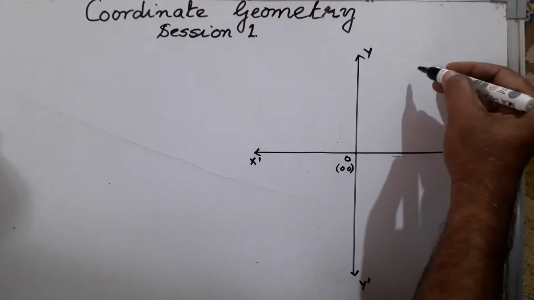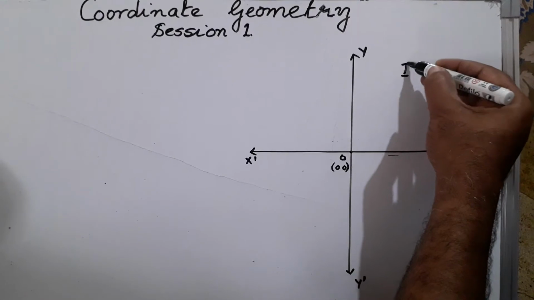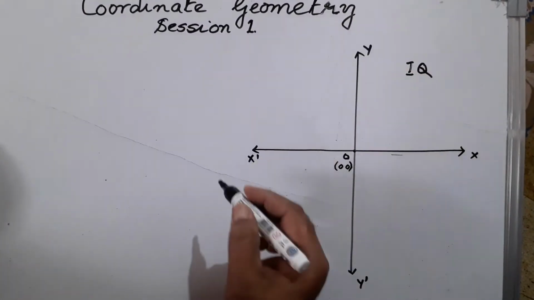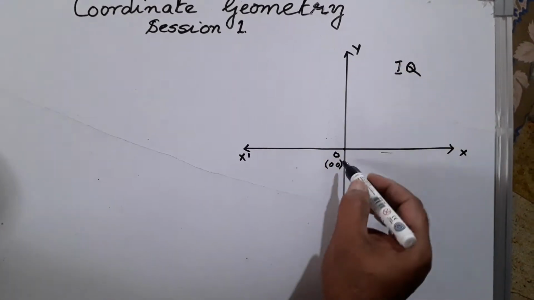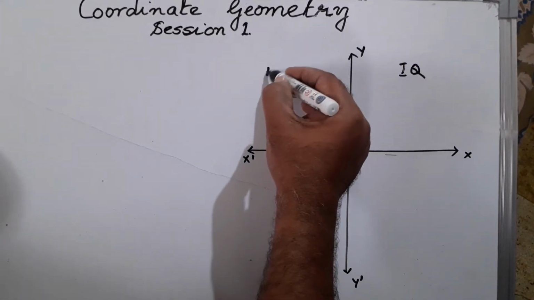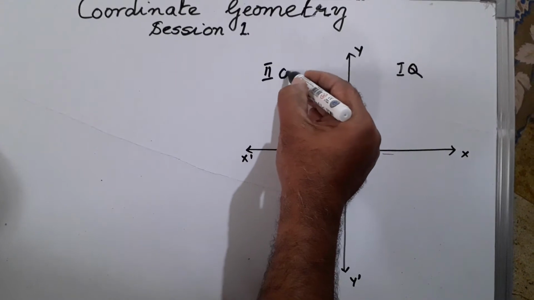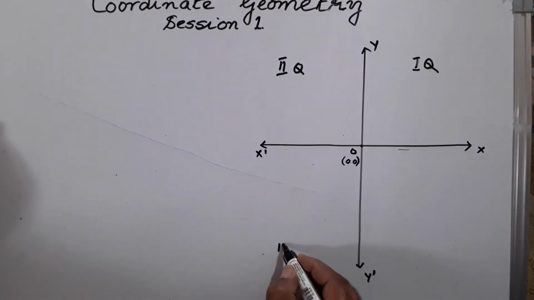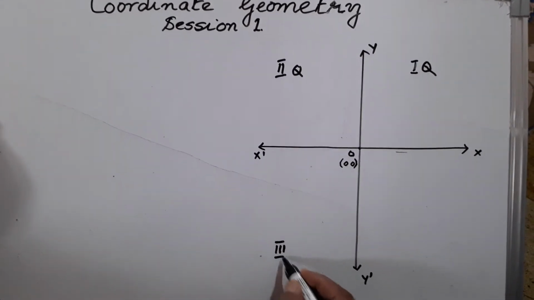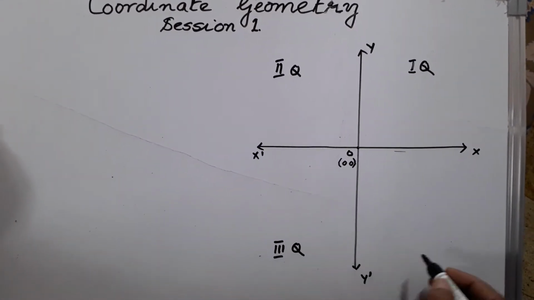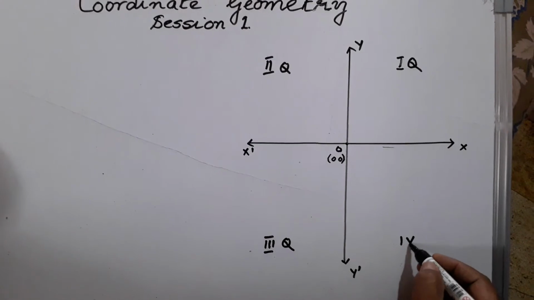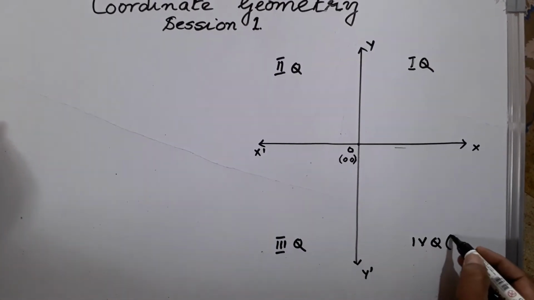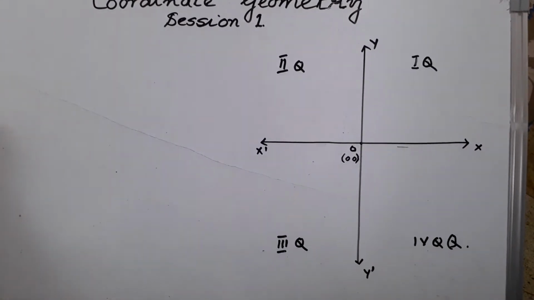The 4 quadrants are the first one, which is XOY. The second one is YOX dash. That will be the second quadrant. The quadrants are chosen in the anti-clockwise direction. The third quadrant is X dash OY dash. And the fourth quadrant is XOY dash. So we have 4 quadrants.